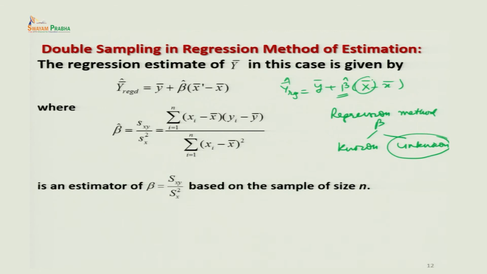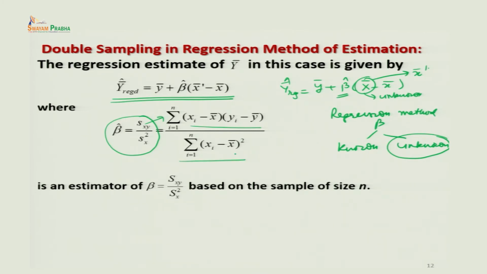Now, capital X bar is unknown to us. So, what we try to do? We try to replace it by X bar prime, and this is what I have given here, and this is your regression estimator under the double sampling methodology. As we have discussed earlier also, this beta is going to be estimated by beta hat, which is Sxy upon Sx square, where sxy is summation i goes from 1 to small n xi minus x bar times yi minus y bar, and sx square is summation i goes from 1 to n xi minus x bar whole square.